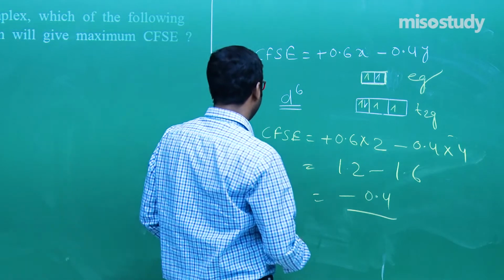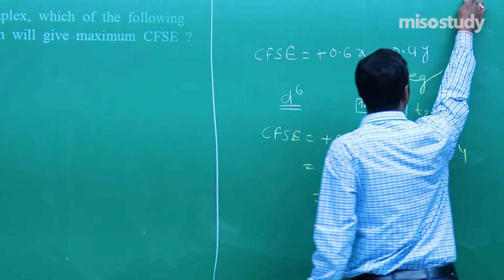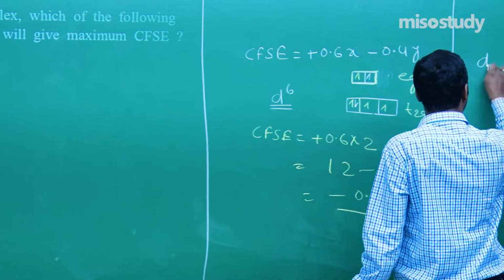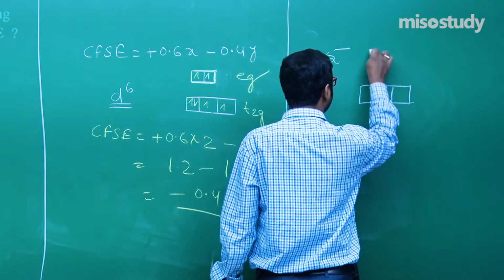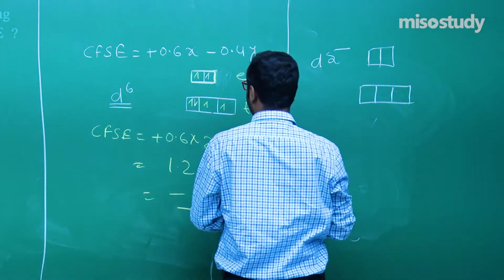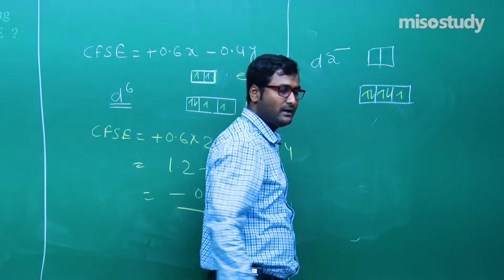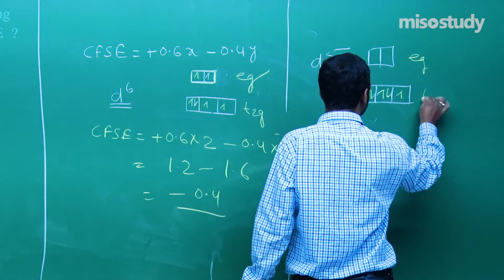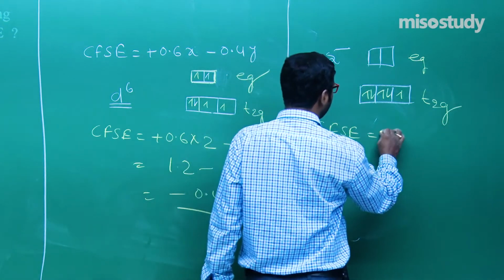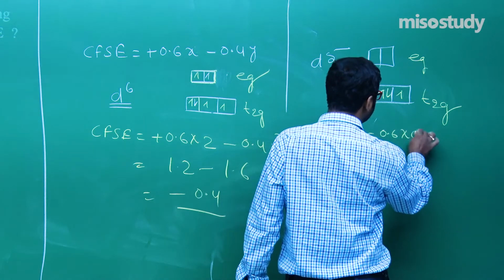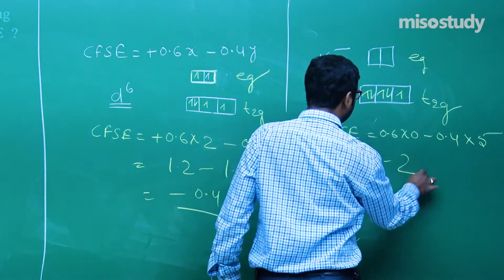Clear? Now for low spin d5, first pairing will be done. I'm moving here. Look at, for d5 it can be written like this. Look at 1 2 3, that is 1 and 2. Now put here 1 2 3, then is 4, and that is 5. This one is eg and this one is t2g. What is the value of CFSE in this case? 0.6 into 0 minus 0.4 into 5, that is minus 2 here.